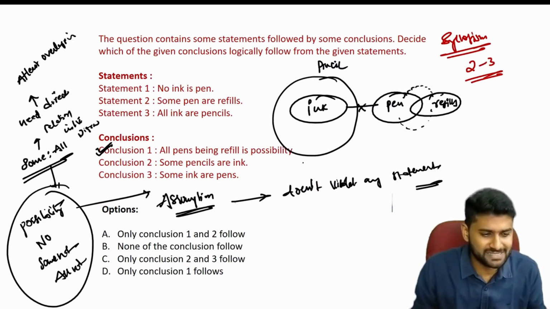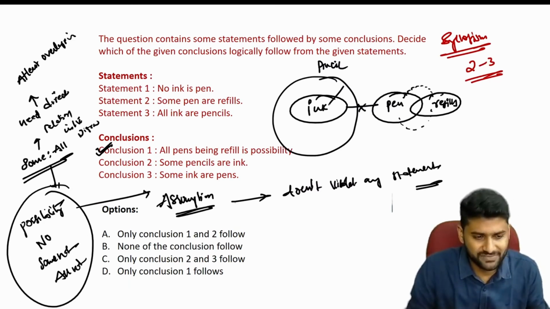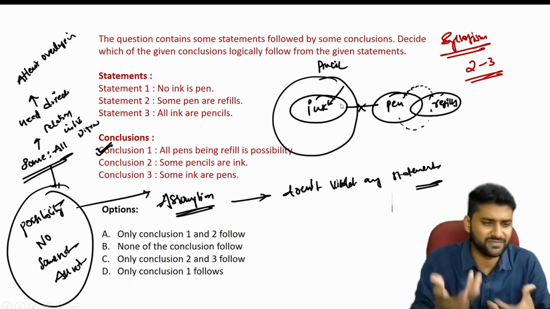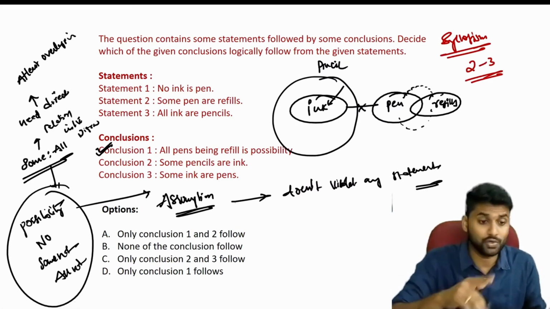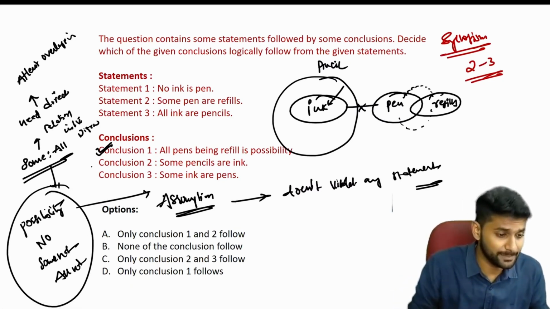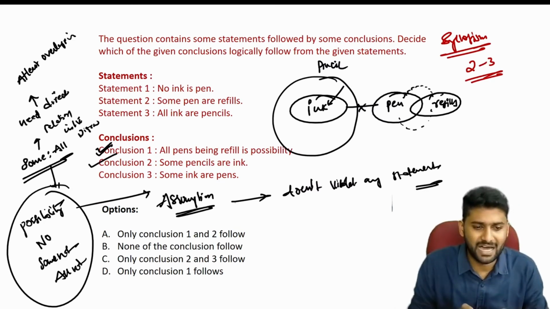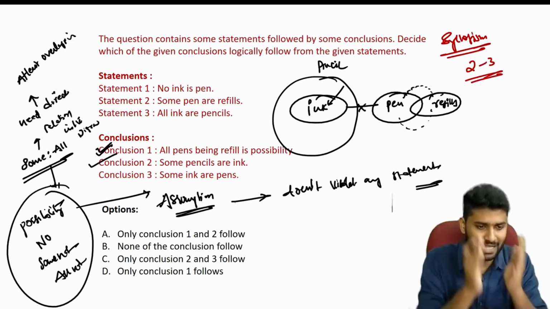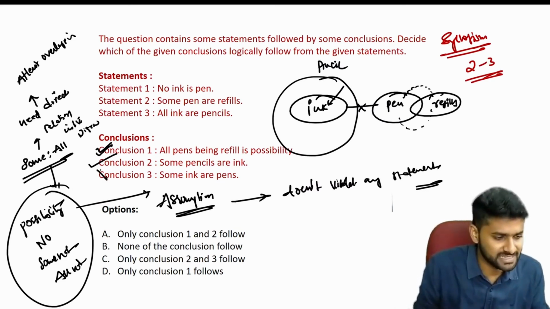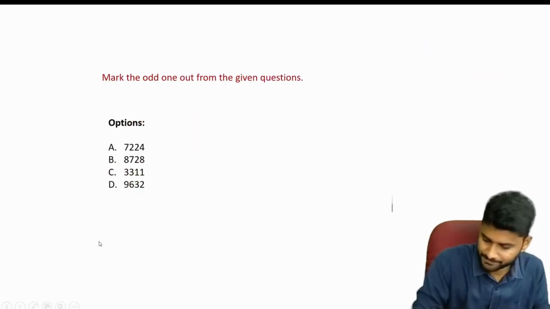Now, some pencils are ink. Pencil and ink, yes, we can say that all ink are pencils. Definitely, some of the pencil is ink. So, don't say that all pencil are ink. So, some pencil is ink is a valid conclusion. Next one, some ink are pen. Guys, ink and pen, you can't see any direct relation in your picture. It's invalid. So, answer: only conclusion 1 and 2 follow.